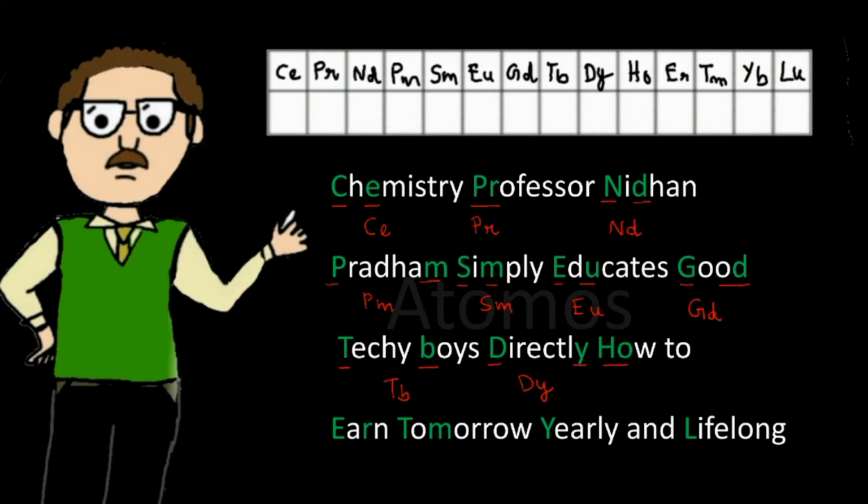How? Holmium, Ho is the symbol. To earn is erbium, Er is the symbol. Tomorrow, that is thulium, Tm. Yearly, that is ytterbium. And lifelong, that is lutetium. You should remember. Easy, no? So you can recollect a meaningful sentence in your memory for a long time. Using this sentence, you will be able to recollect all these elements in the order. So one work is over.